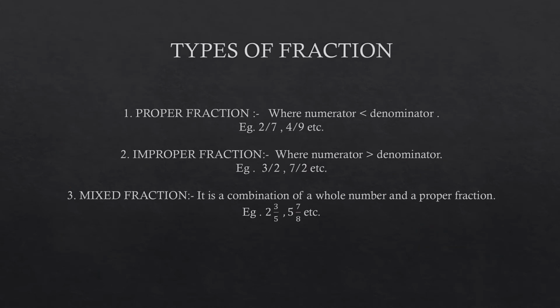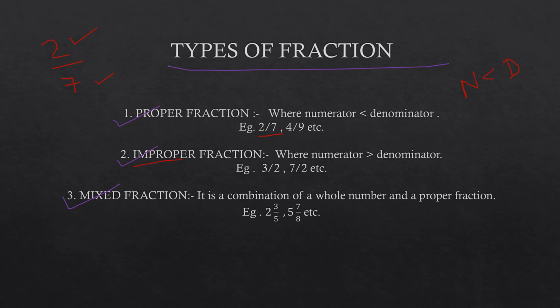Okay, now we have to discuss the types of fractions. There are 3 types of fractions: proper fraction, improper fraction and mixed fraction. First of all, what is a proper fraction? A proper fraction is very simple. Here the numerator is less and the denominator is greater. These types of fractions are taken as proper fractions. Here in the example we have 2 upon 7. You can see here 2 is smaller and 7 is greater. Hence this fraction is taken as a proper fraction.